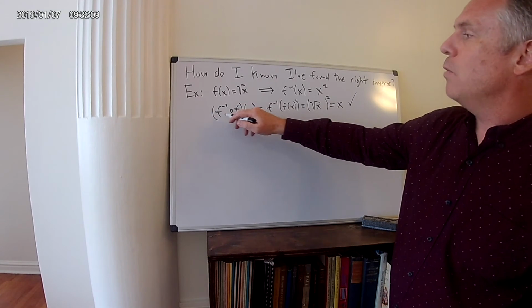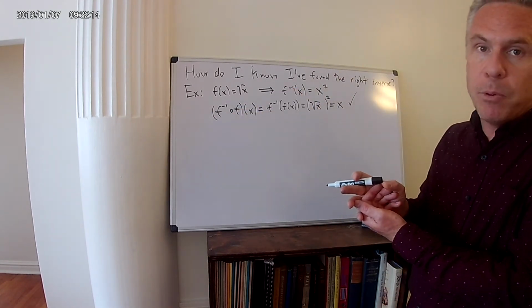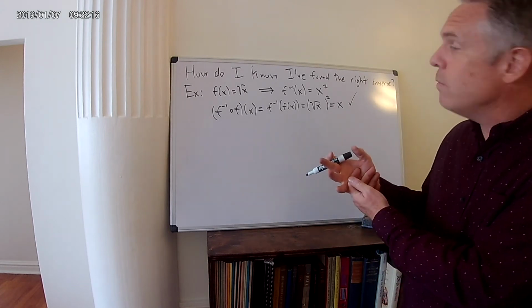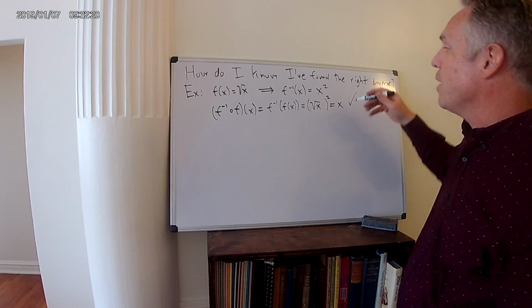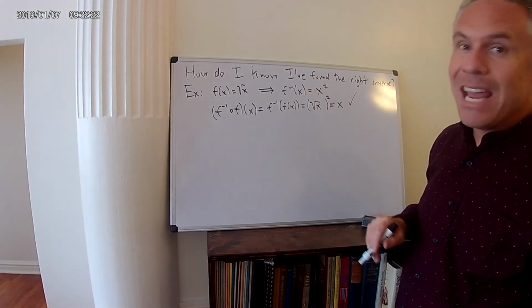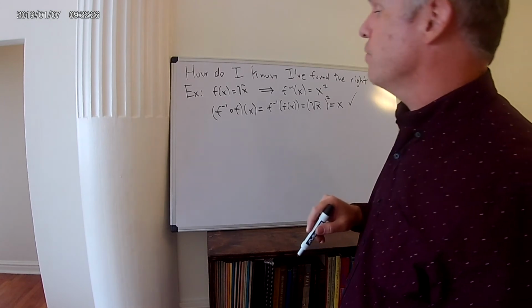Because whenever you compose an inverse function with the function itself, in other words, whenever you perform the operation of a function and then perform an inverse operation on that, all you do is get back x. You just get back your input. These two things negate each other. I got back my input, so I know I have the correct inverse function here.